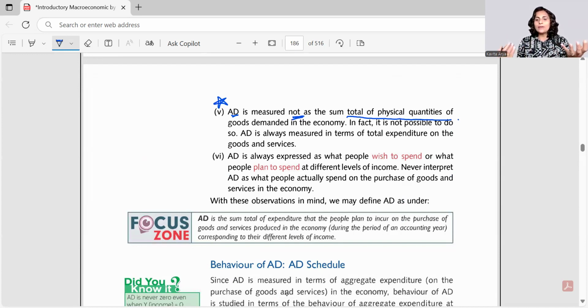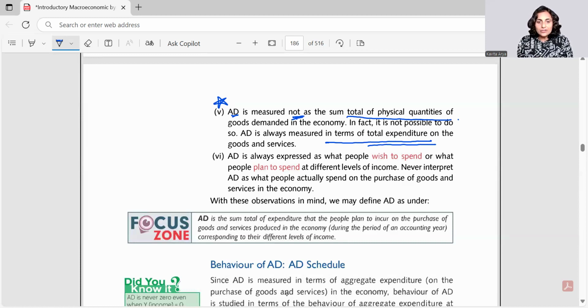So how do we get to know what's the value of the total goods and services produced? Because of these different things, we need to monetize all of them together, and hence the national income is expressed in one common unit, that is price, that is in terms of money. So AD is not expressed in terms of physical quantities. It's always expressed in terms of the total expenditure which is intended to happen in the economy.